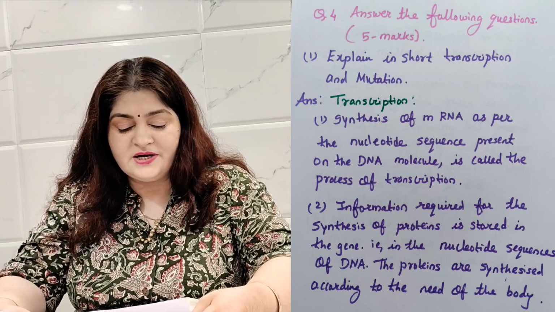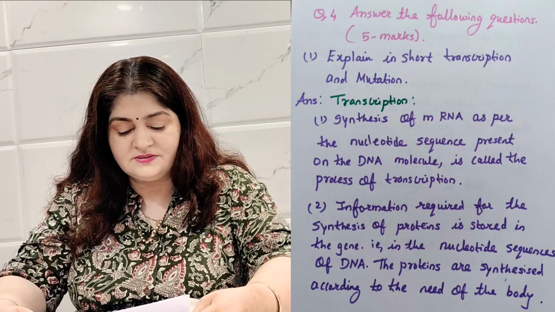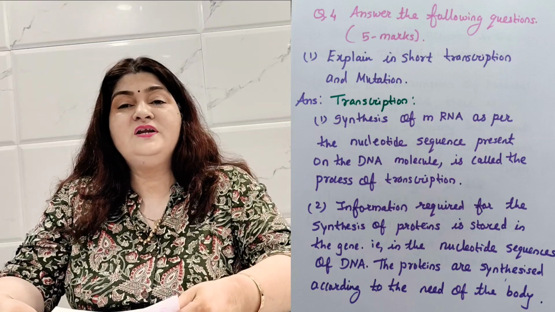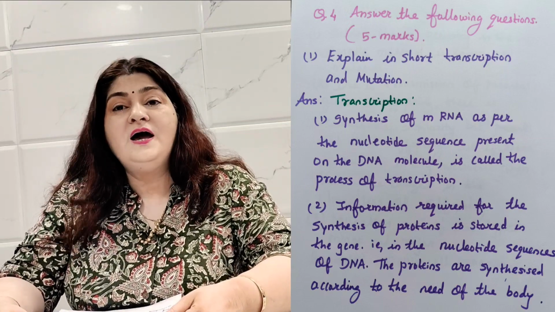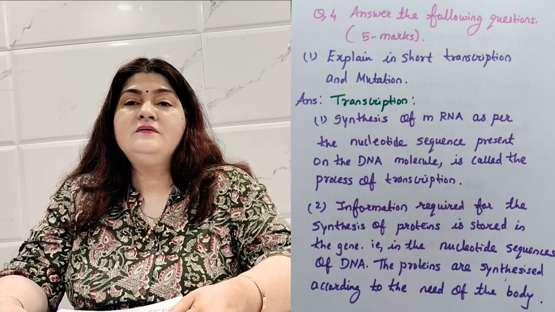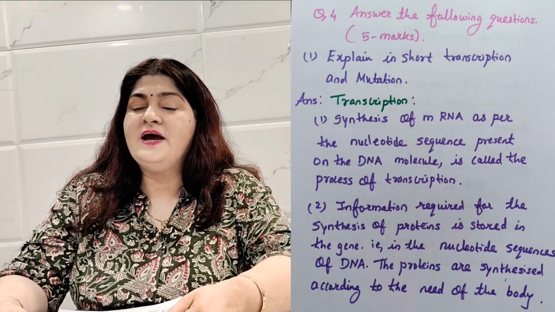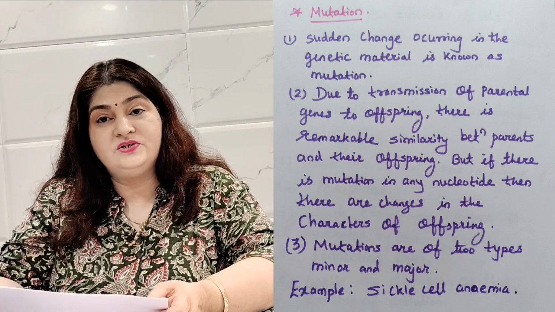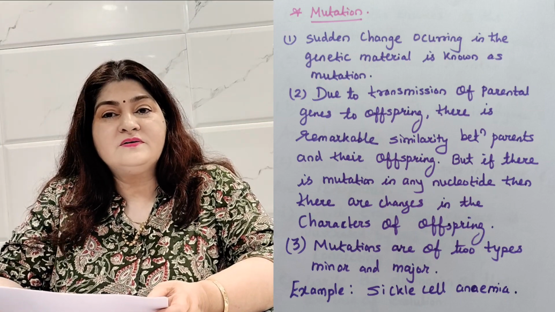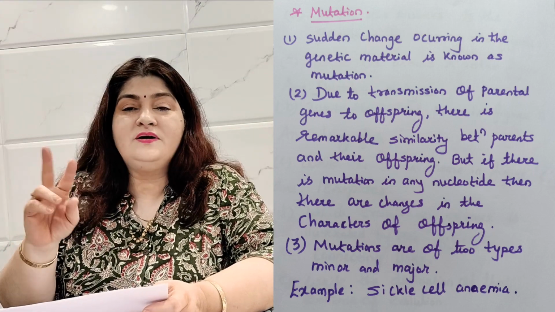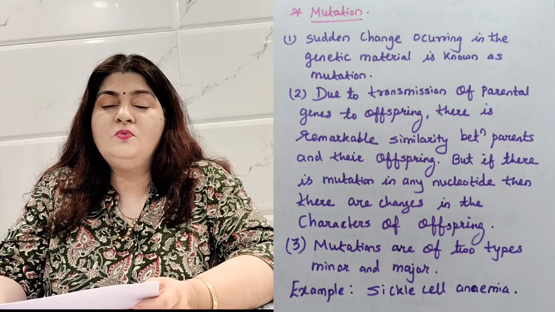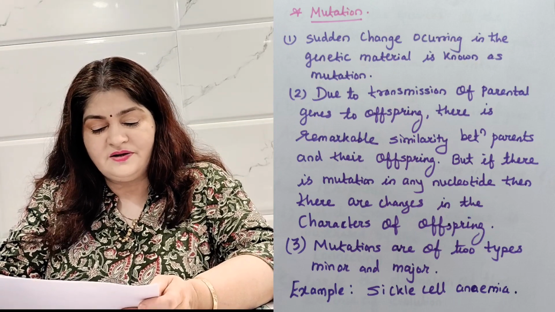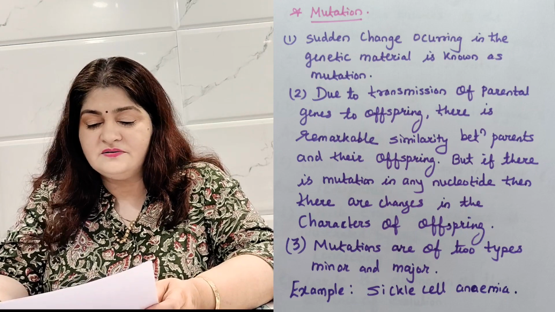For example, the nucleotide sequence of DNA. The proteins are synthesized according to the need of our body. So whatever protein we need, accordingly the cell develops it, and this protein is developed by the information which is stored in DNA. Now mutation, a sudden change occurring in the genetic material is known as mutation. Nucleotides ko copy karte waqt agar by mistake kuch changes ho jate hai sequence mein, to is process ko bolte hai mutation. Due to transmission of parental genes to offspring, there is a remarkable similarity between parent and their offspring.